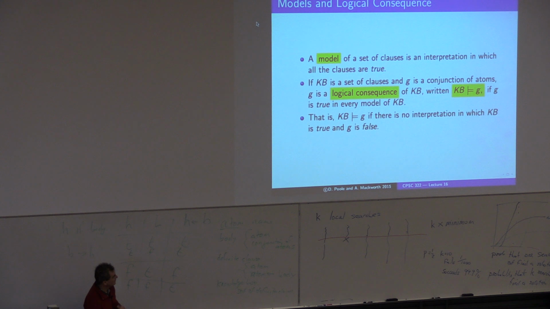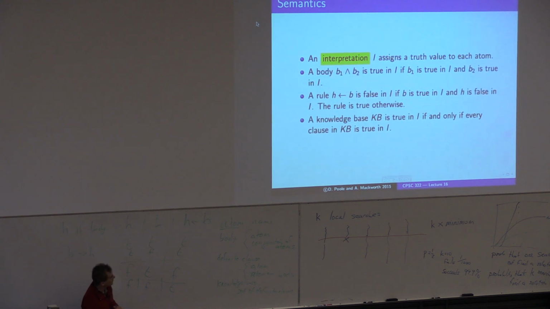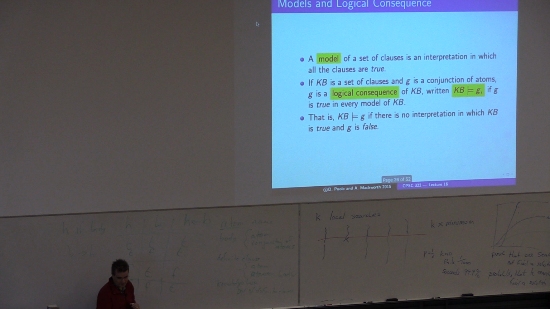So a model of a... what did we do? A knowledge base is true if every clause in it is true. So a model of a set of clauses is an interpretation in which all the clauses are true. So that's what we did before. A model is just an interpretation in which all the clauses are true.